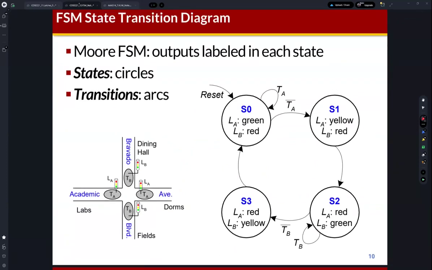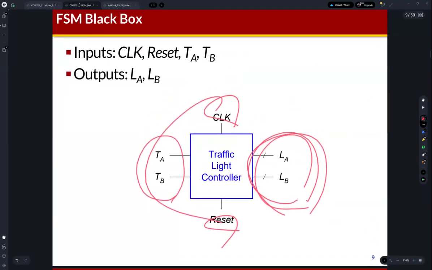So this is an example of a Moore FSM, which means that outputs are just determined by the current state. Then how many output combinations need to be defined?